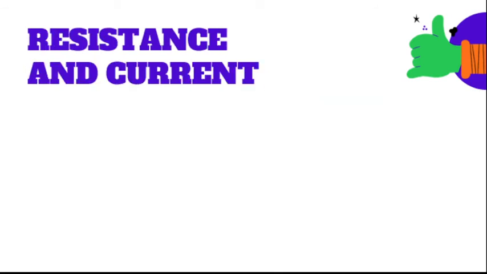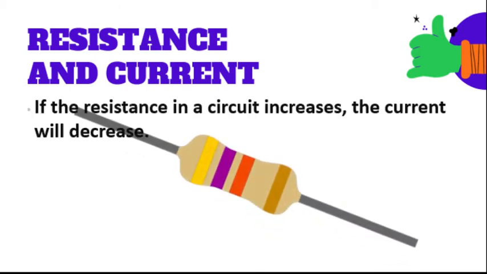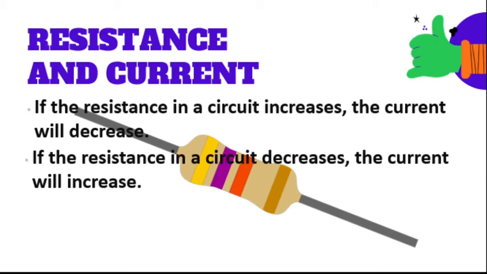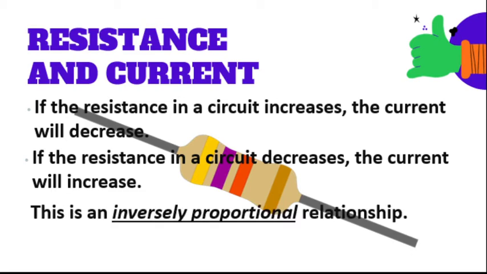How about between the resistance and current? If the resistance in a circuit increases, the current will decrease. And if the resistance in a circuit decreases, the current will increase. This is an inversely proportional relationship.